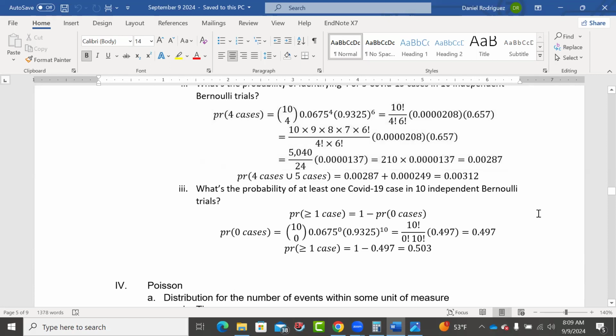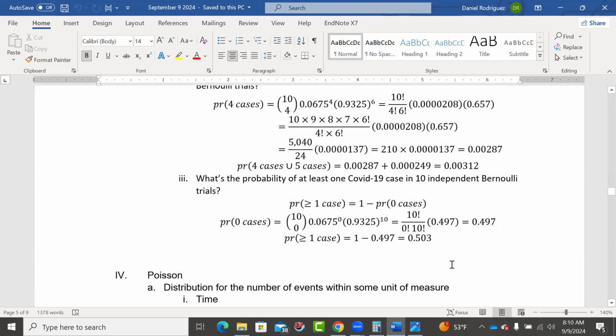But since you're so smart taking this class and you already know from what I said before about complements, I can say, well, wow, okay, what's the complement of at least 1 case? Well, that would be 0 cases, right? So then all I'd have to do is calculate the probability of 0 cases and then subtract that from 1 and I'd get the probability of at least 1 case. So see, using our knowledge of probabilities, we can calculate the probability of 0 cases is 0.497. So the probability of at least 1 case would be 1 minus that, or 0.503. So you can make things simple, right? Make them simple.